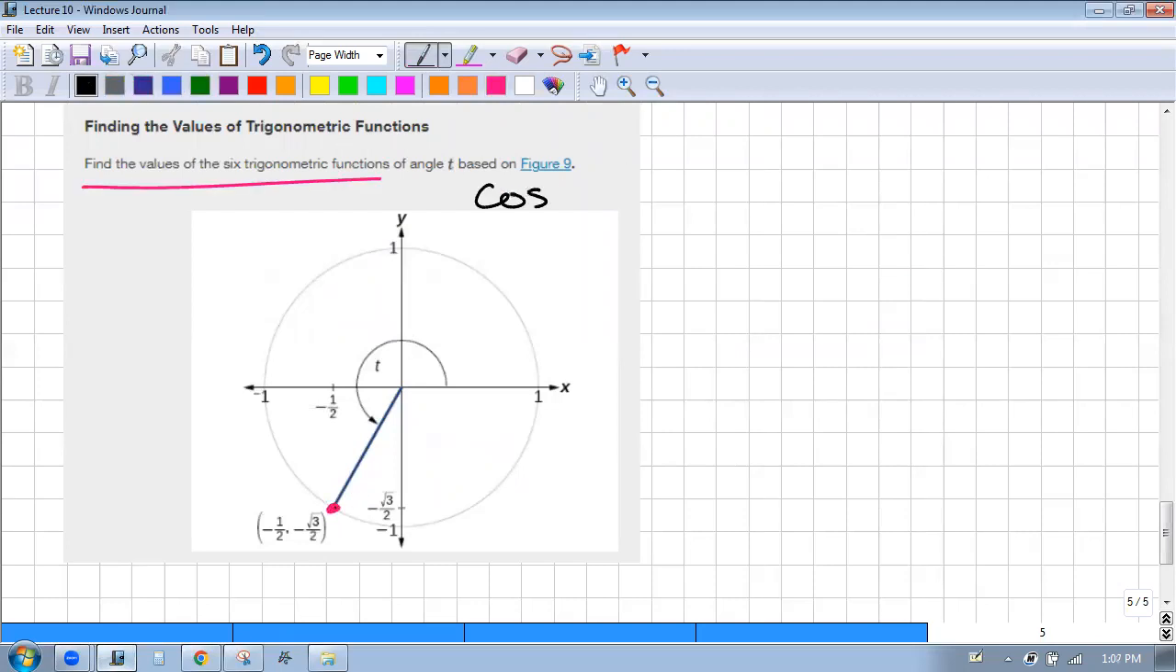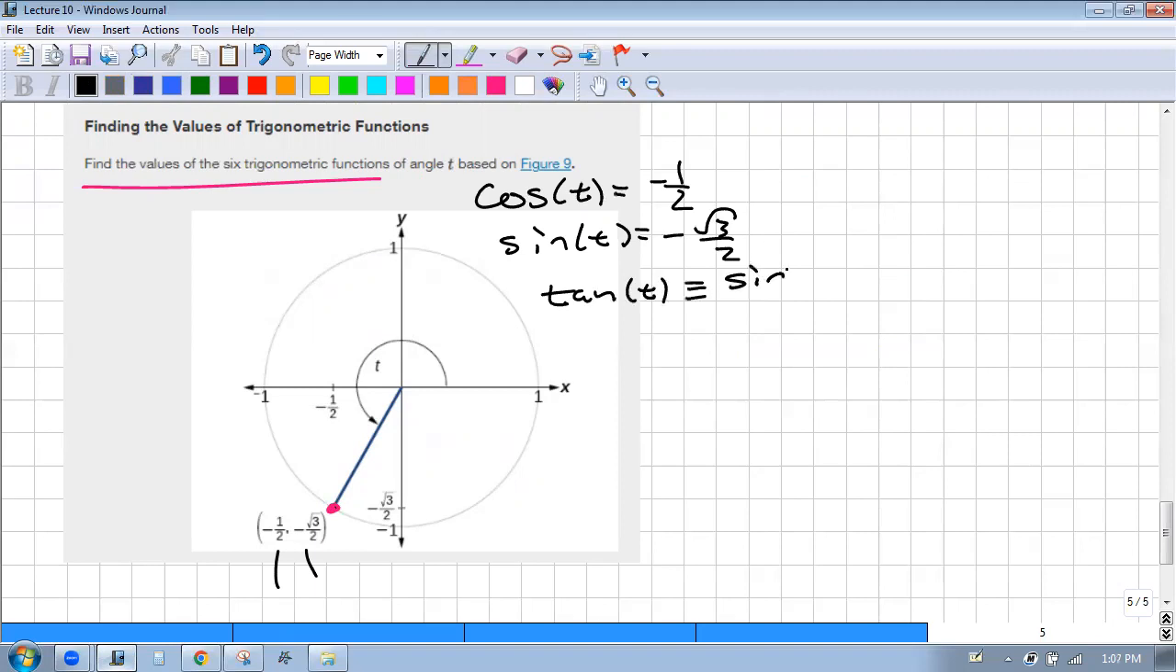Fine. Cosine of this angle is the x coordinate. Sine is the y coordinate. Tangent is always the ratio of sine to cosine. So it's minus root 3 over 2 over minus 1/2. Minuses cancel, the over halves cancel. So this is just root 3.